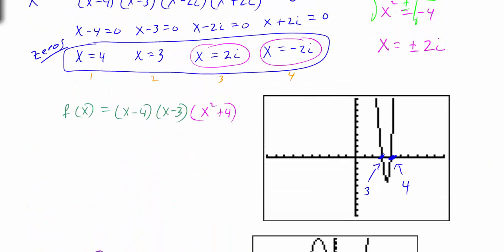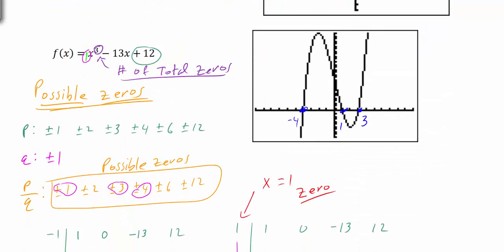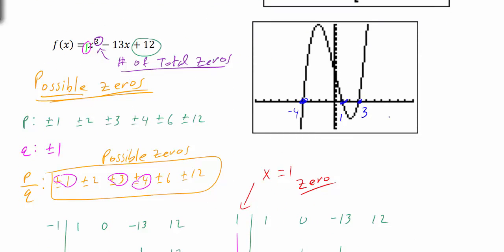Whereas in the previous example, we realized that we had 4 zeros, but 2 of them were complex. The graph is not going to be able to indicate the 2 complex zeros. So the graph is only going to be able to give you the real zeros, and in this case, all 3 of the zeros are real.